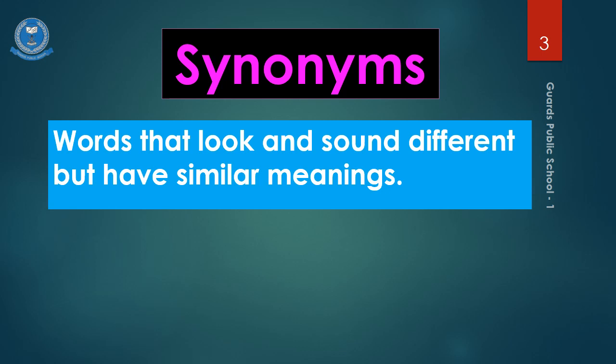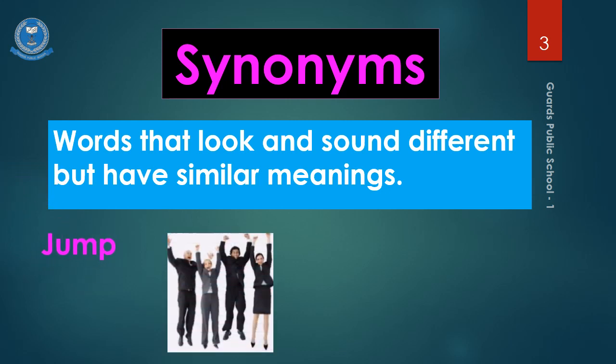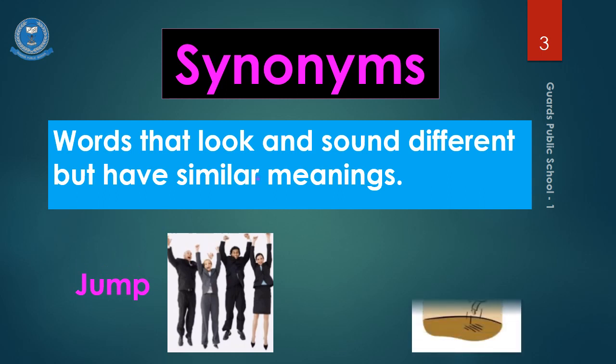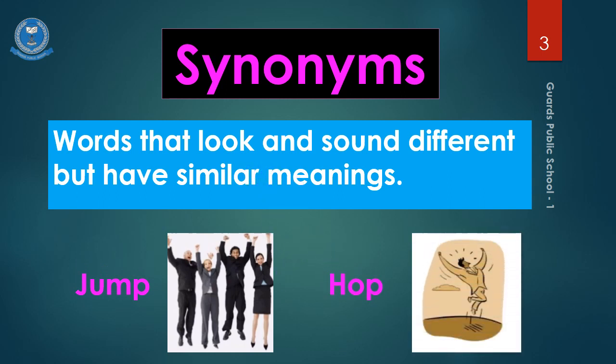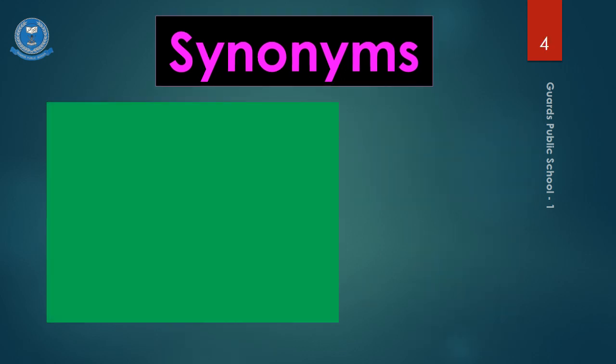You can see in the picture clearly that the people are jumping, jump, and in the other picture you see a person is jumping. So hop and jump are the same meaning words. Now, how to apply synonyms in a sentence? Here you see examples.